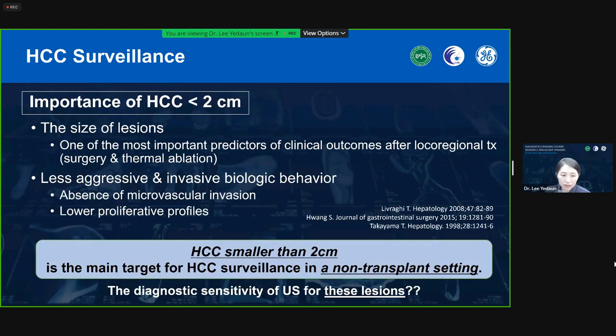The size of the lesion is one of the most important predictors of clinical outcomes after locoregional treatment. Physiologically, HCC smaller than 2 cm is known to have less aggressive and less invasive biologic behavior due to the absence of microvascular invasion and lower proliferative profiles. Thus, HCC smaller than 2 cm is the main target for HCC surveillance in a non-transplant setting in Asian countries, including Korea. So what is the diagnostic sensitivity for these lesions?